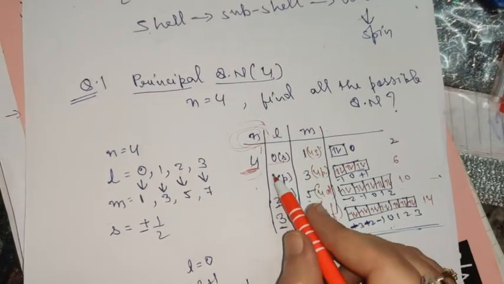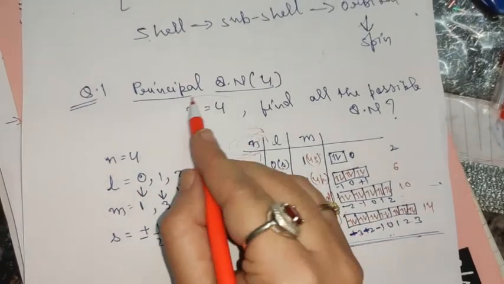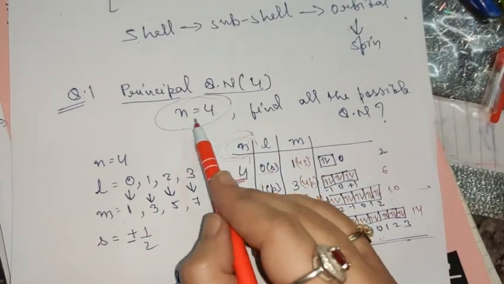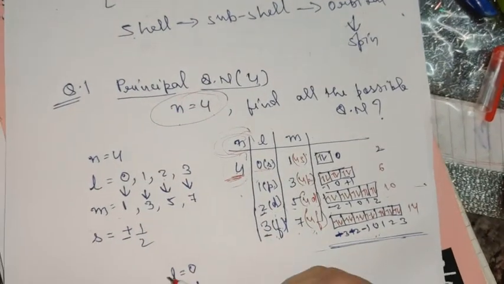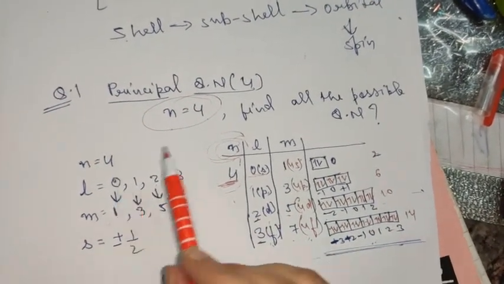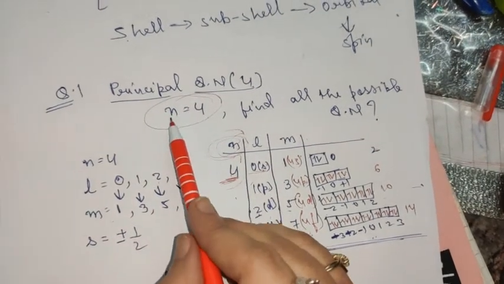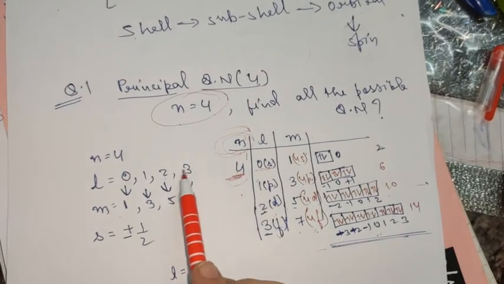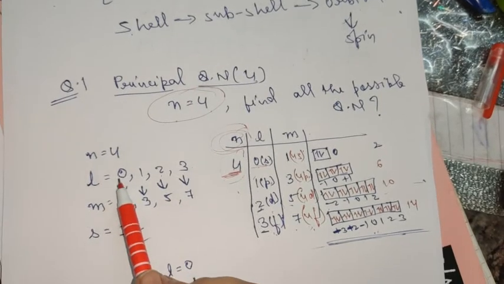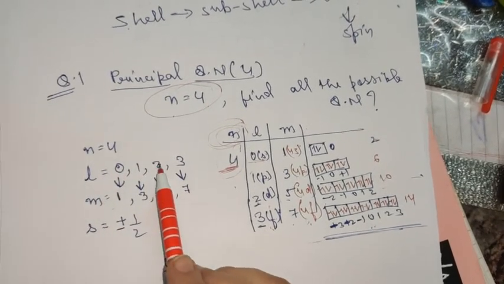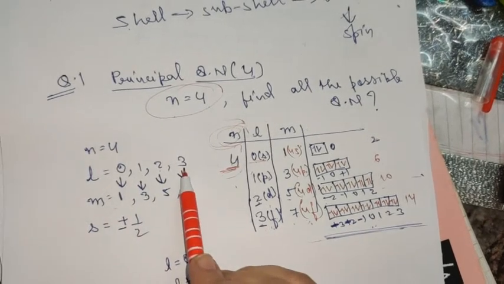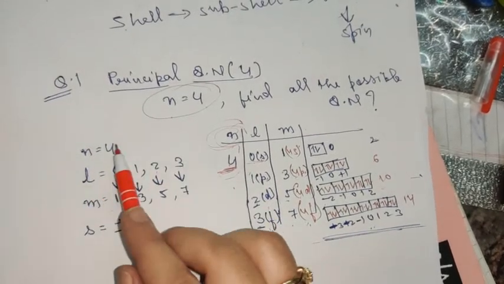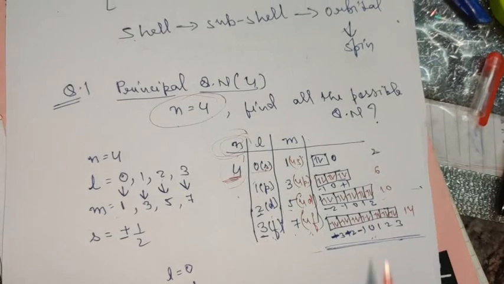Now tell me, is it possible for this particular n equals to 4 to have a g subshell? It has s, p, d, f. Is it possible? Think. No, it is not possible. Why? Because the possible values of l for the given value of n is 0 to n minus 1. So 0 to n minus 1 means the possible values are 0, 1, 2, 3. Only these four values are possible. So the existence of g subshell for this particular shell is not possible. So I hope this is clear.